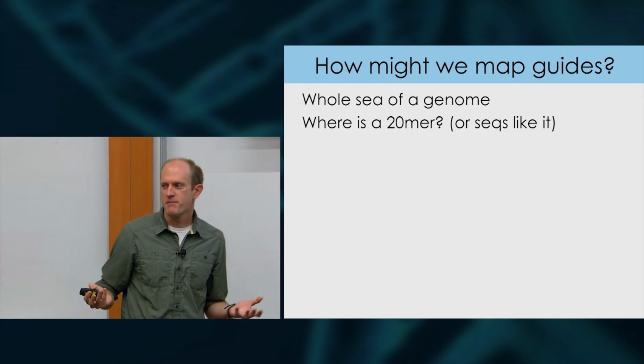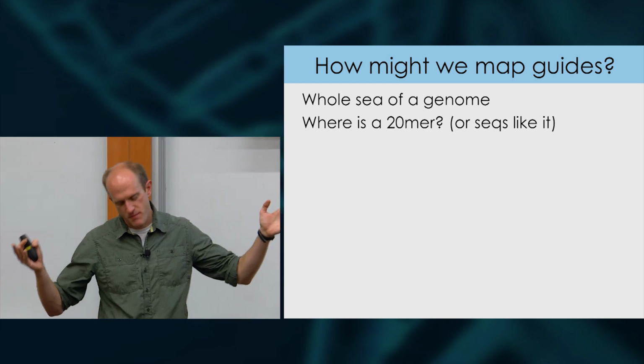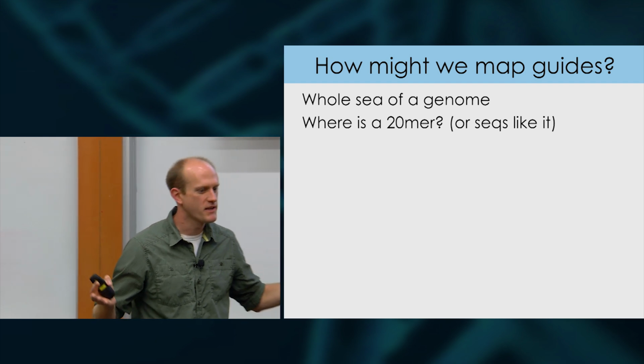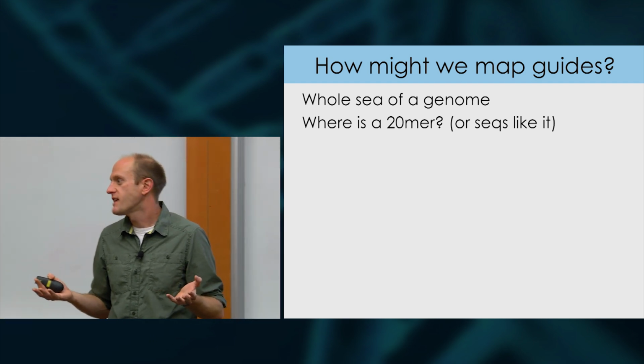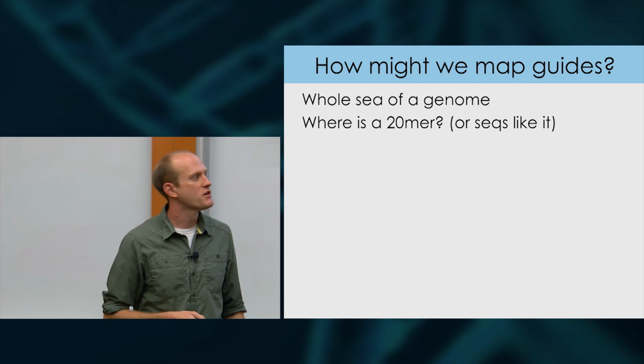So how do we map the guides? Let's say we have some region of interest. Maybe we have 100 bases, and we know we want to find guides in there. And we get a list of, say, 10 guides. And we want to know where those map somewhere inside our genome.